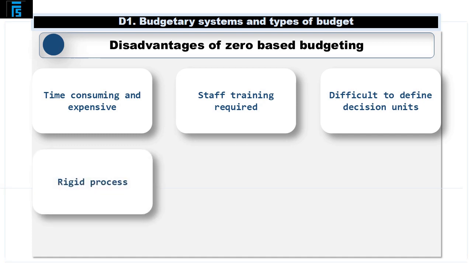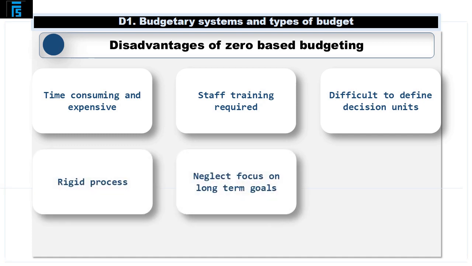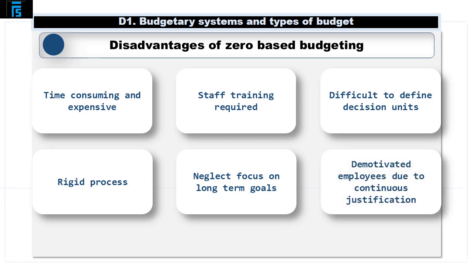Zero-based budgeting is a rigid process, and it may neglect the focus on long-term goals. The Research and Development Department may find it more difficult to justify each item of expenditure, for example. Management can feel demotivated at having to continuously justify each activity or item of expenditure, or due to the time spent implementing the zero-based budgeting process.